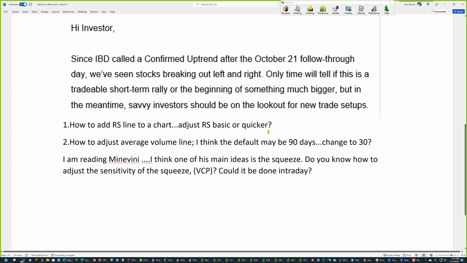These are some questions somebody sent me today: how to add an RS line to a chart. I'll show you how I have an RS line. I compare it to the S&P 500. That'll be in one of my charts. How to adjust the average volume line. The default's 90 days, and the reason it's 90 days is because all of the VPA flags are based upon a 90-day volume average.